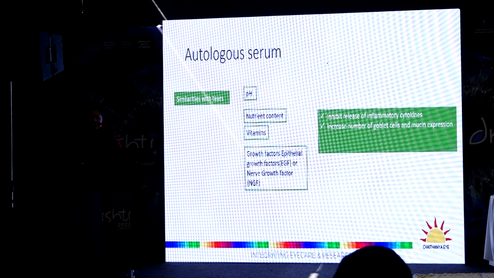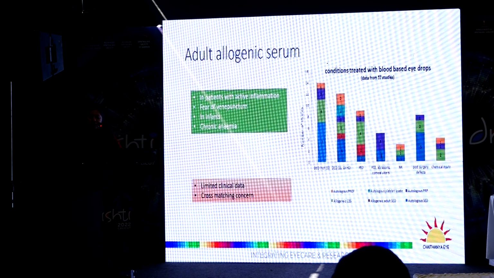Autologous serum has various similarities with tears. It maintains the same pH, it has nutrient content and all the growth factors are present. It inhibits the release of inflammatory cytokines and increases the number of goblet cells and mucin expression. Adult allogenic serum can be used in patients with active inflammation, in patients who have a fear of venipuncture, in infants and in chronic anemia. But there is limited clinical data and there is a concern of cross-matching of the blood.